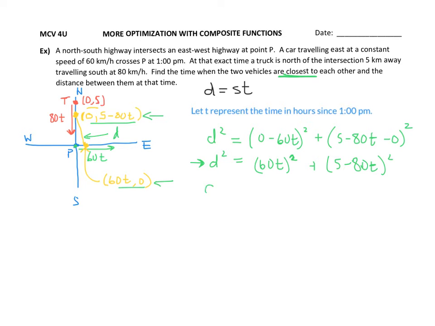So we're going to get d will equal the square root of, and distances are just positive, 60t all squared would be 3600t squared. And then we're going to square the first, double that product, and square the last. We'll have a minus 800t here and a plus 6400t squared.